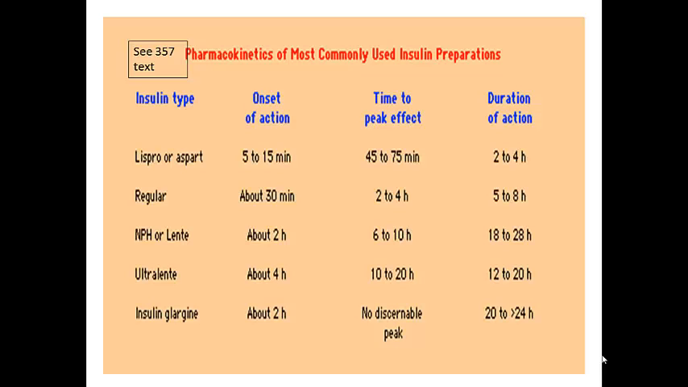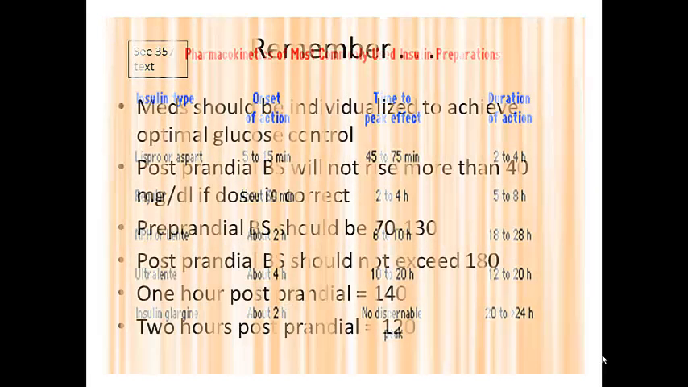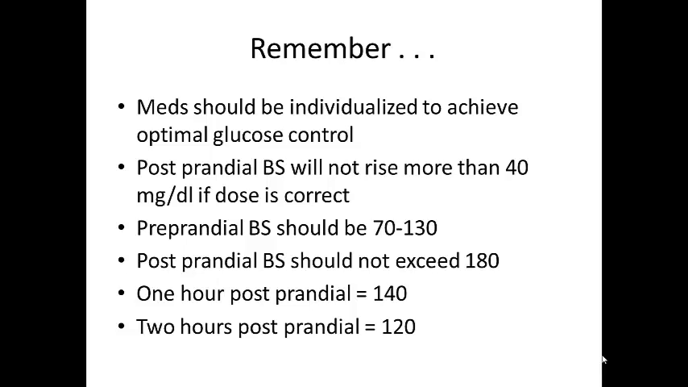Insulin pumps only use short-acting insulin. This means if a patient is disconnected for more than an hour, they can see a rapid increase in their blood glucose levels and a rapid drop of insulin. Long and intermediate acting insulins must be given by syringe. Remember that medications should be individualized to achieve optimal glucose control.